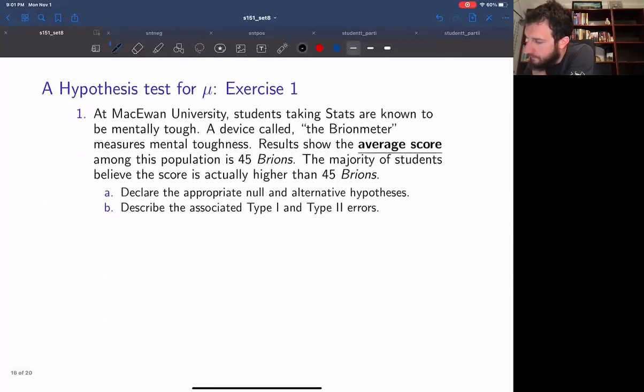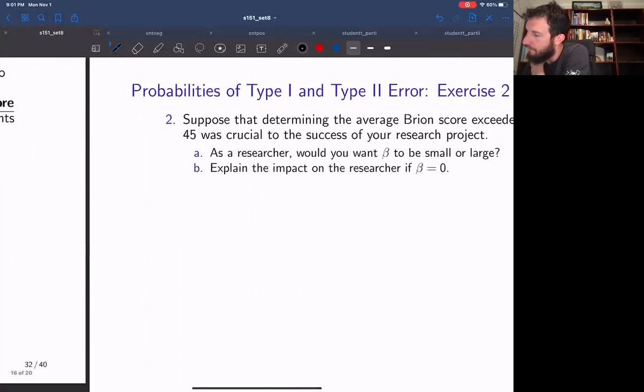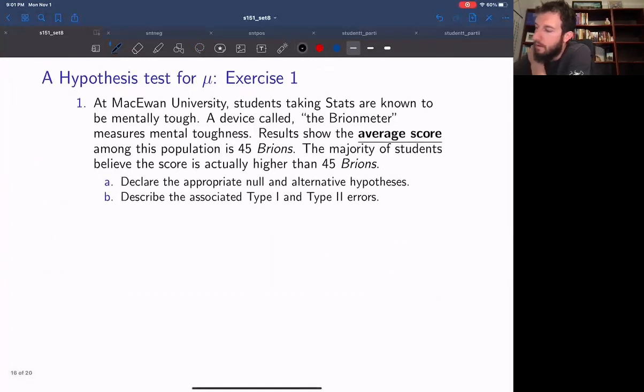Okay, so we're just going to work through a couple of examples that describe how these errors would work. So in this first illustration, I have at McEwen, students taking stats are known to be mentally tough. So you can tell that this is not at all a tailored example. A device called the Bryonometer measures mental toughness. So you can tell that this is not tailored and I'm not a giant nerd. Results show that the average score among this population is 45 Bryons. The majority of students believe the score is actually higher than 45.